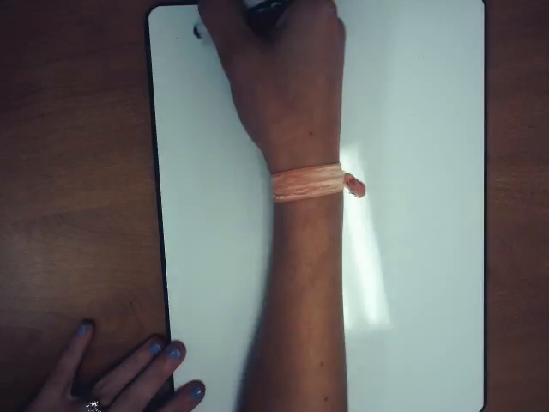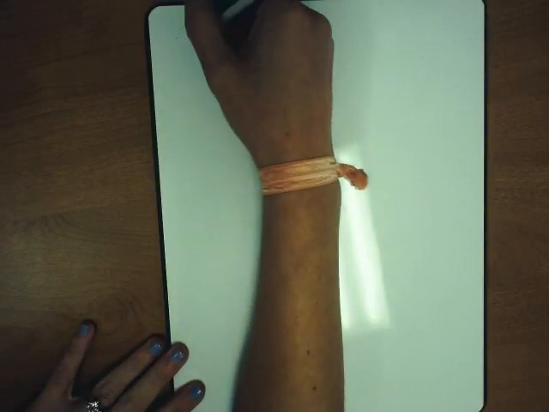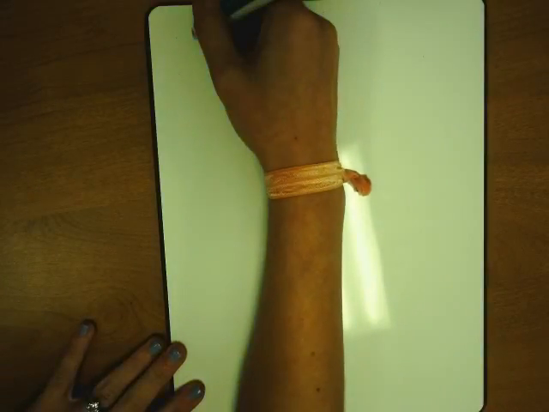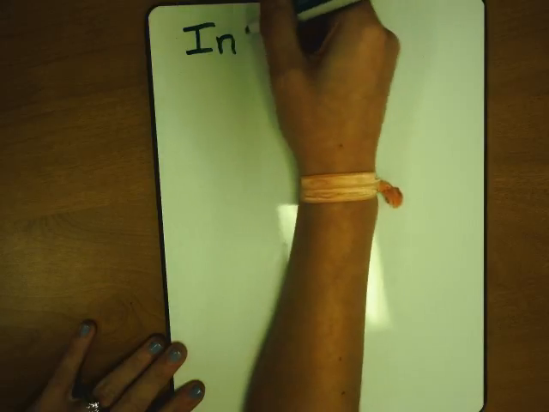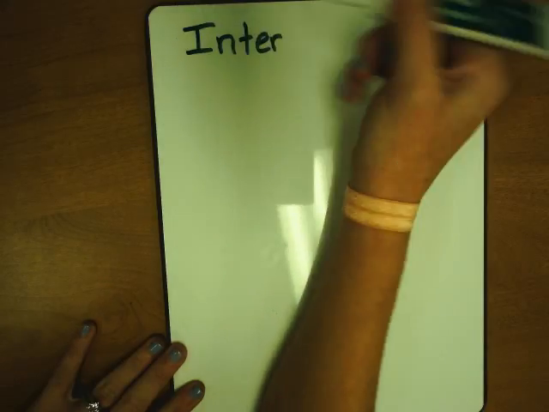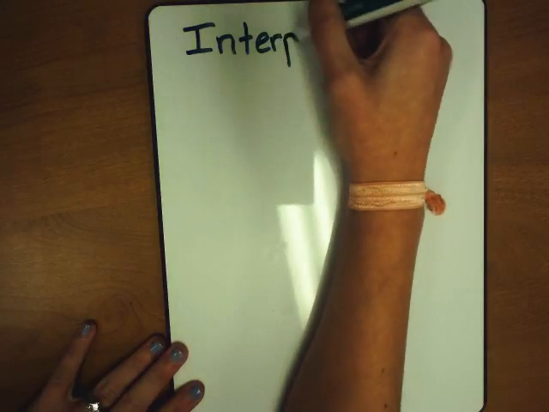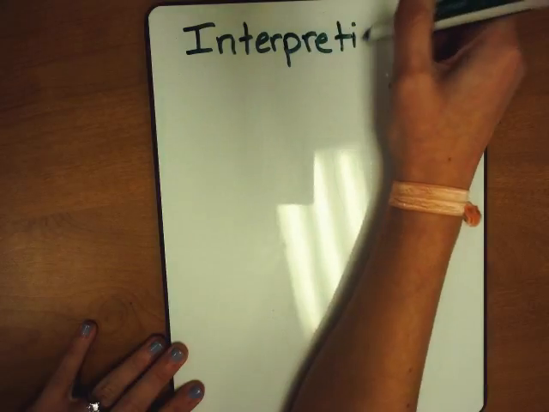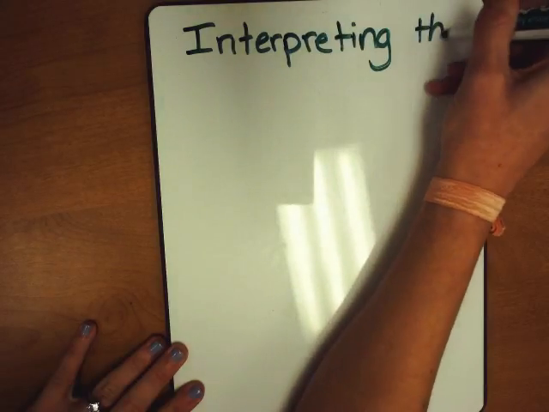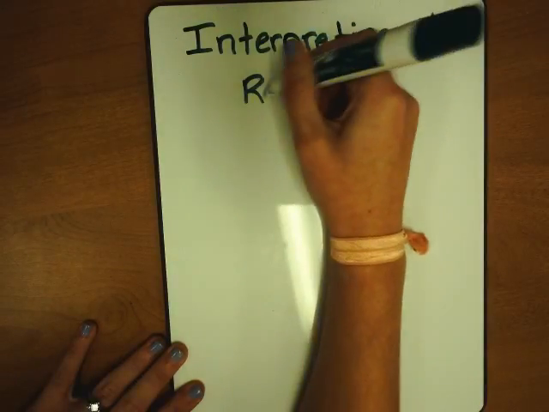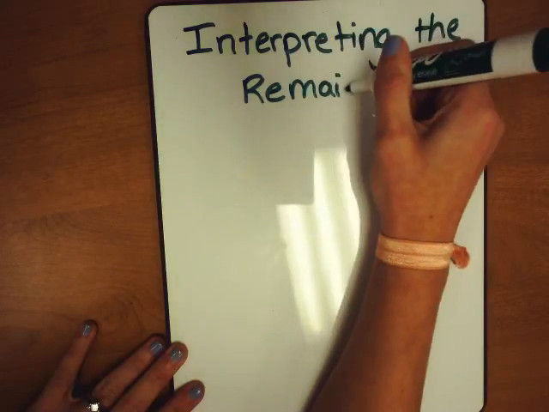We are working on lesson 4-6. We're going to be working on number stories, but in particular, interpreting the remainder. So go ahead and write that at the top of your page. It's the title for this lesson.